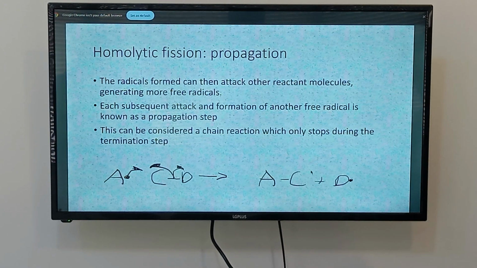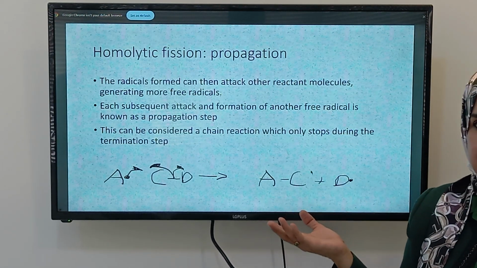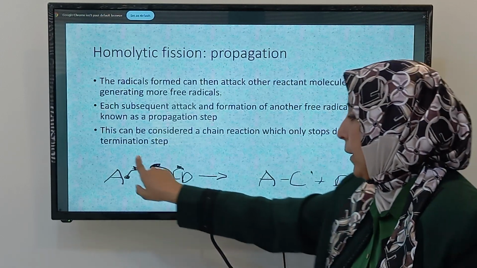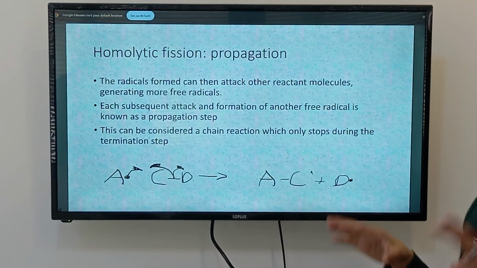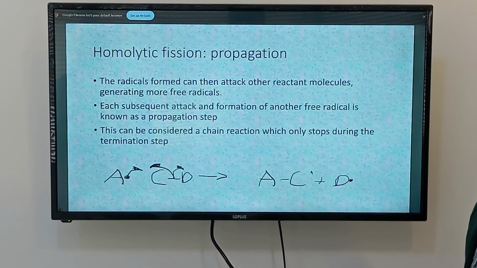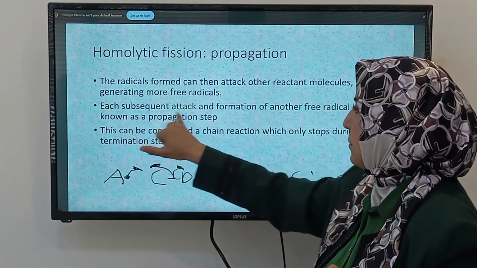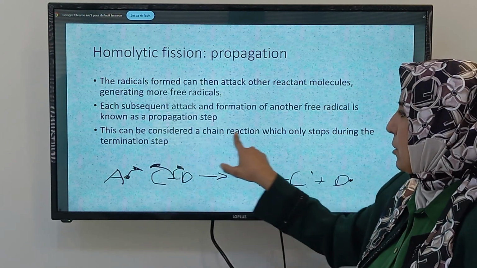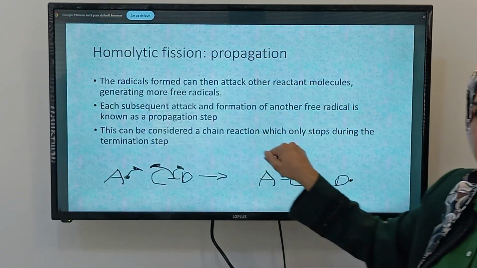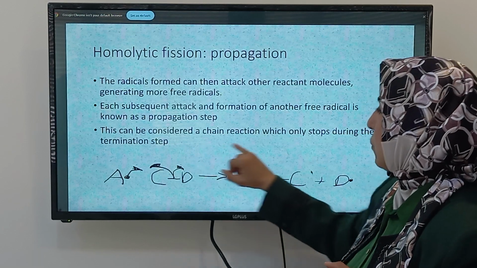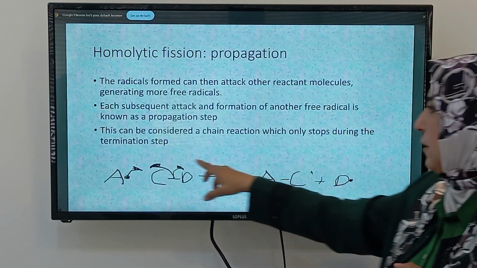The next step is propagation, which means spreading. The radicals formed can then attack other reactant molecules. When we have these products in the solvent, they will attack other molecules to make stable products. Each subsequent attack and formation of another free radical is known as a propagation step. In this step, the reaction spreads. This can be considered a chain reaction, which only stops during the termination step.